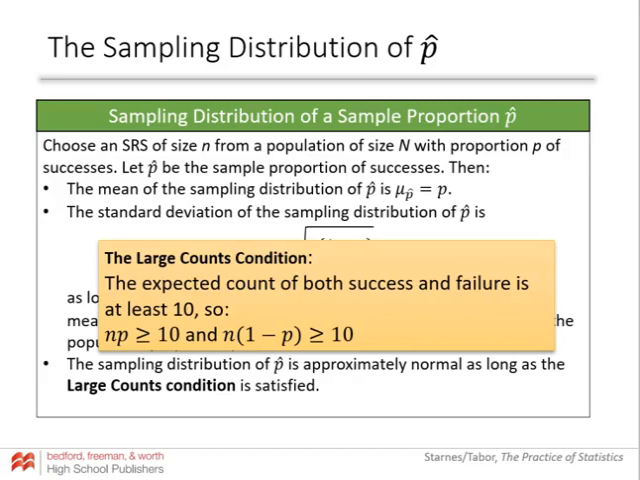n times p has to be greater than or equal to 10, and n times (1 minus p) has to be greater than or equal to 10. Okay, so the number of successes in our sample and the number of failures in our sample has to be greater than or equal to 10 for both of them. As long as that is true, then we can say that the sampling distribution is approximately normal.